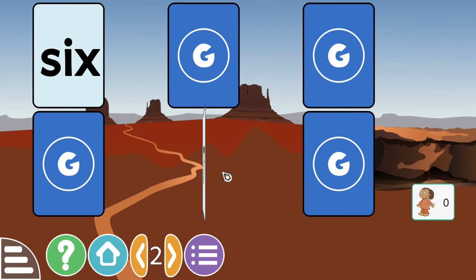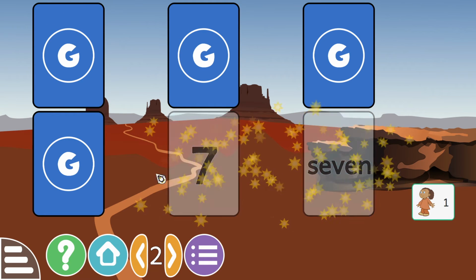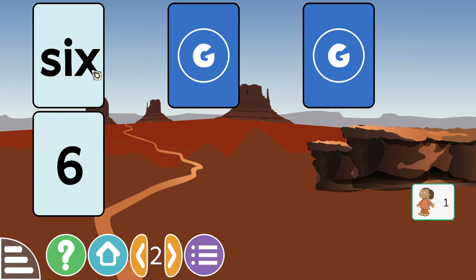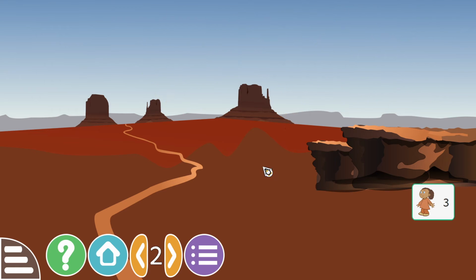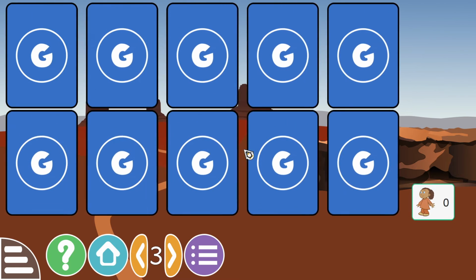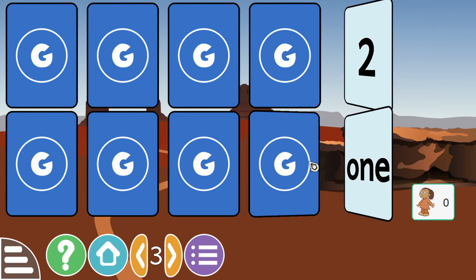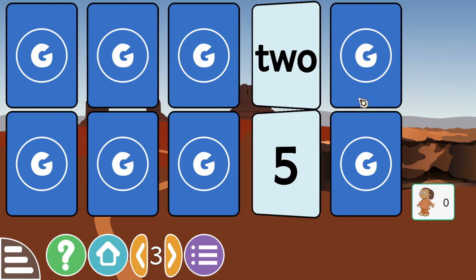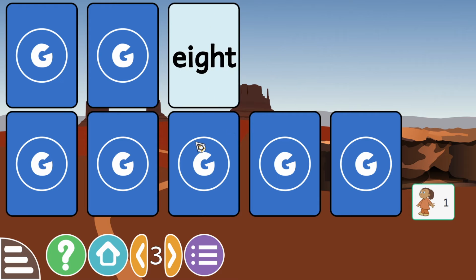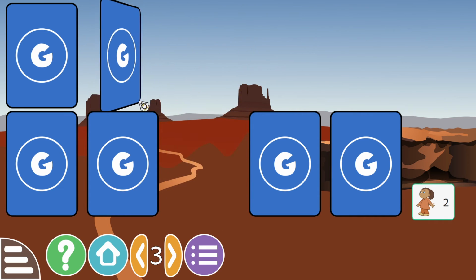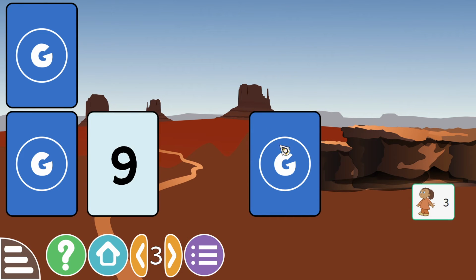So the word 6, digit 7, the word 7, and we'll match the digit 7, and the digit 6 and 6, and 9 and 9 as well. So get a few more cards to make it a little bit harder. 2 and 1, 5 and 2. So let's get 2 and 2 out of the way, make it a little bit easy for ourselves. 8 and 8. Got a bit lucky there. I think that's the 1. And I think that means 2.